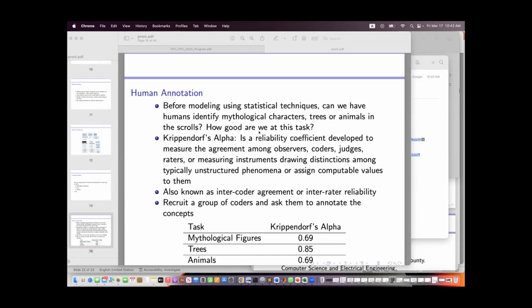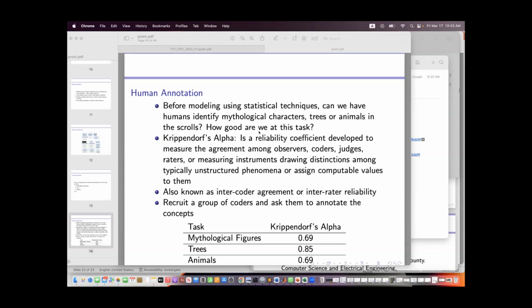Now, we did use something called Krippendorff's alpha, which is an industry standard, and it's used as a reliability coefficient among coders. So what this means is, let's say there are 100 annotators. They would look at a scroll and agree or disagree on whether a mythological figure exists in this panel. And so the degree of agreement on mythological figures is actually quite low. It's about 0.6. And the reason that happens is because we differ on what we mean by mythology. People have different backgrounds.